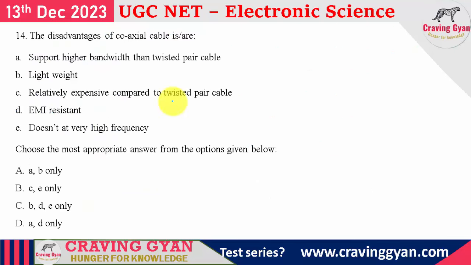The 14th question: what they have specified is the disadvantages of coaxial cable. It supports higher bandwidth when compared to twisted pair cable. It is wrong. It is lightweight. Yes, it is lightweight. Next, relatively expensive when compared to the twisted pair cable. Wrong. EMI resistance, yes, does not vary at a high frequency, it is also true. So the option that is going to follow is BDE, nothing but option C. For the 14th question, option C is correct.